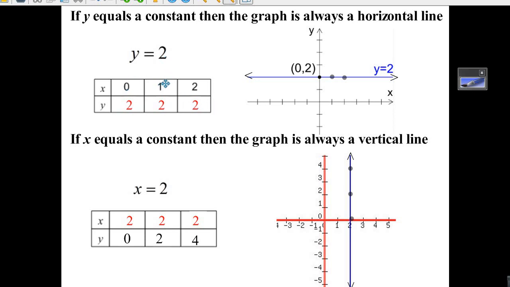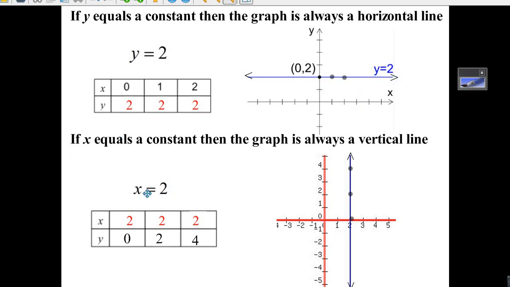So if x is 0, x is 1, and x is 2, y is always equal to 2. So 0 and 2, 1 and 2, 2 and 2. It just makes a horizontal line cutting through 2, the y-intercept, and that's the equation of the line.